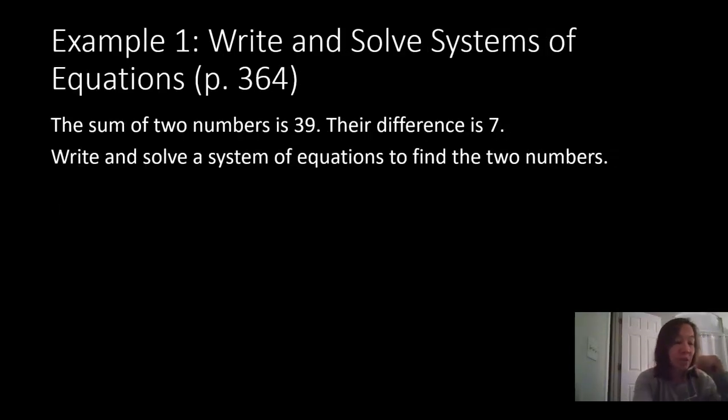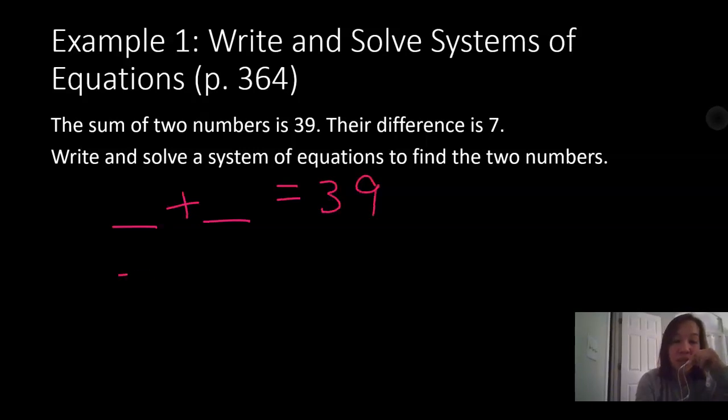Turn to page 364. Let's see if we can write and solve a system for this problem. So think about this. If I add up 2 numbers, then their sum is 39. If I subtract those numbers, then I get 7. What are the 2 numbers?